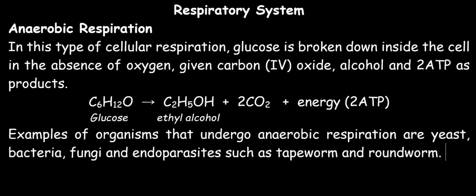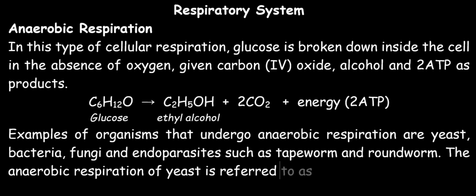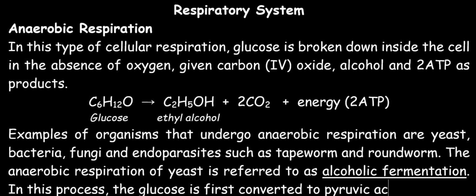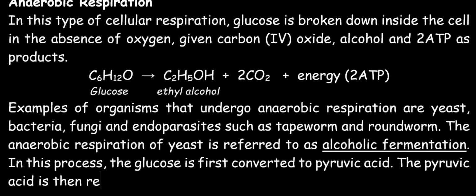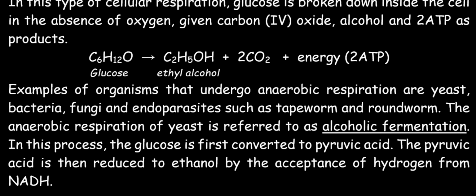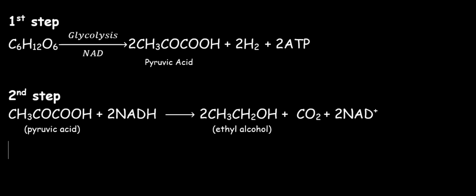The anaerobic respiration of yeast is referred to as alcoholic fermentation. In this process, the glucose is first converted to pyruvic acid. The pyruvic acid is then reduced to ethanol by the acceptance of hydrogen from NADH. We'll show these steps in equation as seen below. In the first step, we see that glucose is broken down by the process of glycolysis to give pyruvic acid, energy in the form of ATP, and 2 moles of hydrogen molecule.